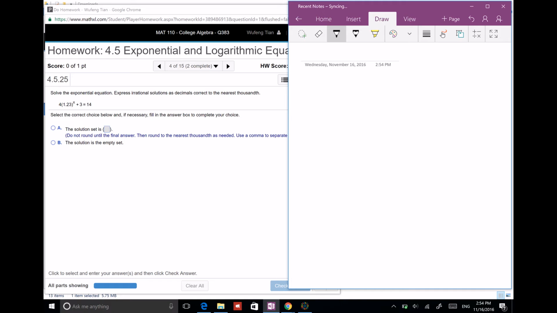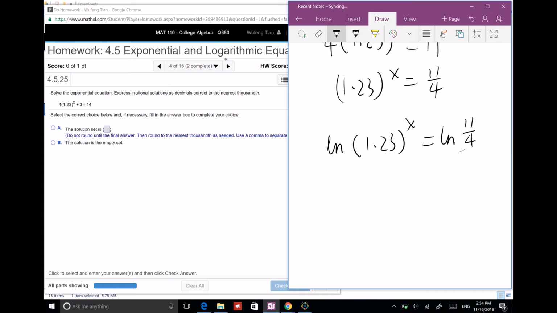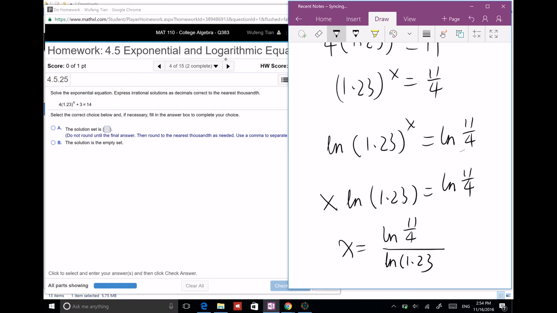Okay. So 4 times 1.23 to the power x equals 11. Then 1.23 to the power x equals 11 over 4. Then you take ln on both sides. You get ln 1.23 to the power x equals ln 11 over 4. Finding this number is not really hard. And then you get x ln 1.23 equals ln 11 over 4. Now divide both sides by ln 1.23, so x equals ln of 11 over 4, over ln 1.23. That's it. Use a calculator to find it.